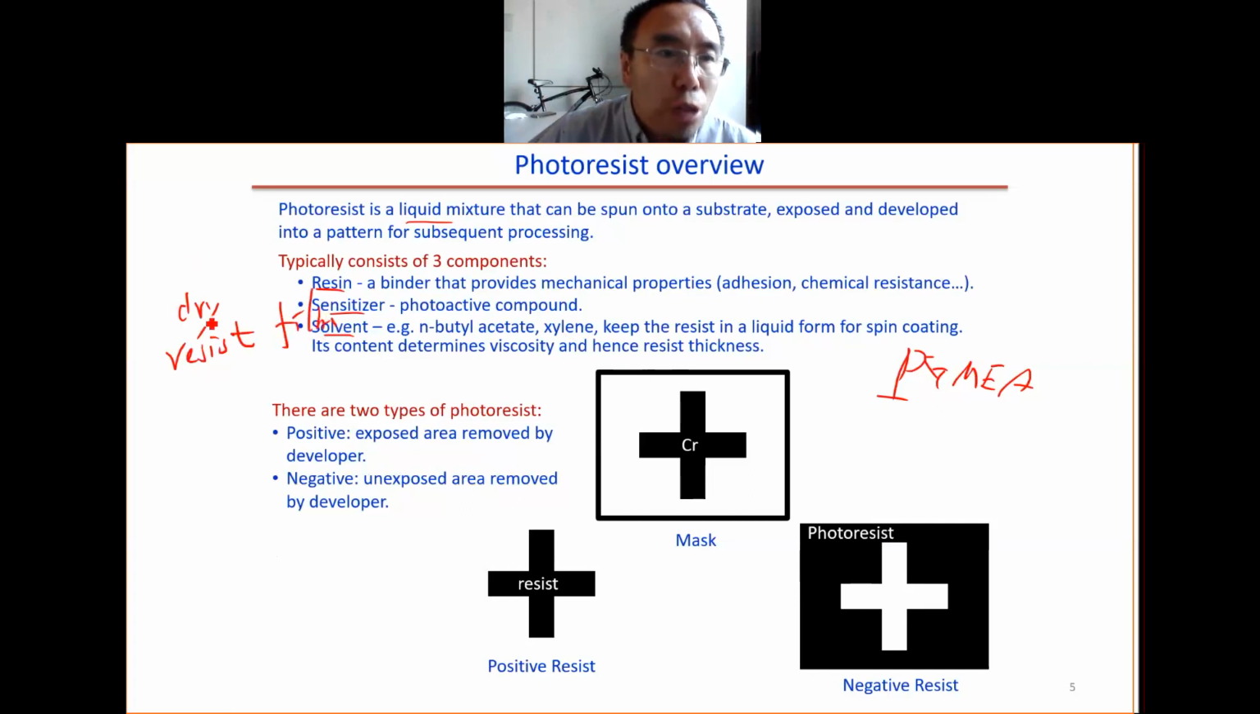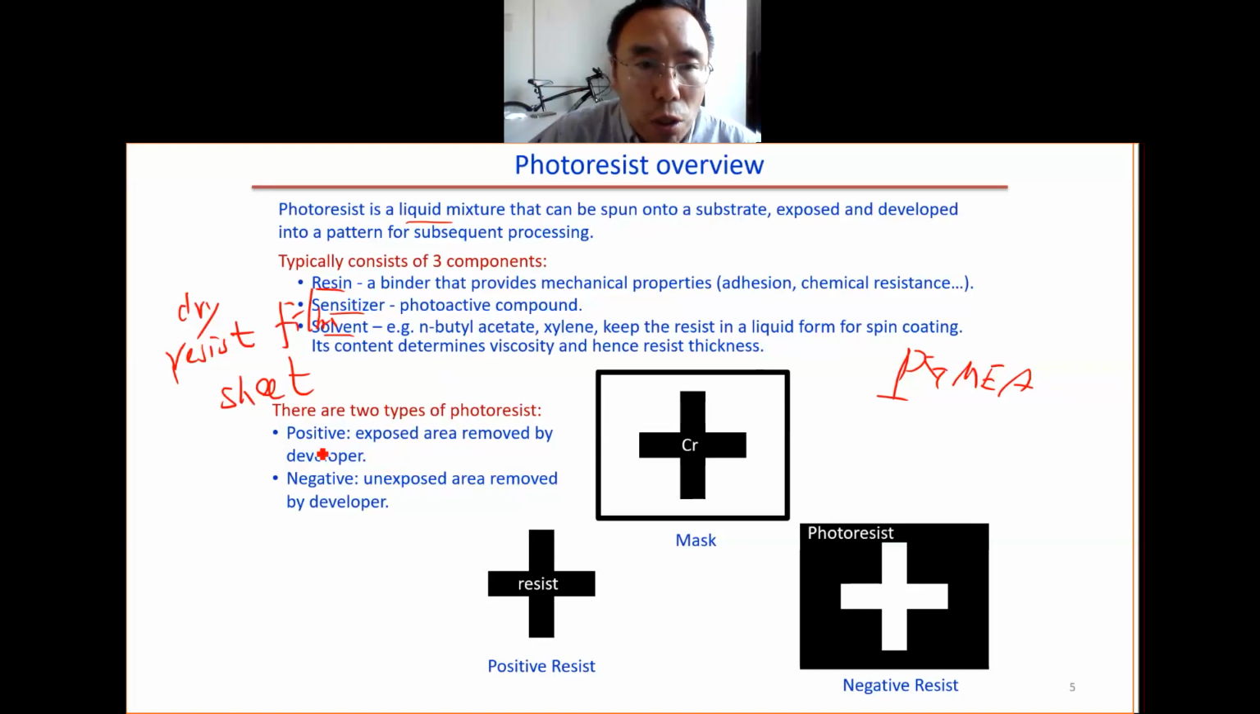You can also buy the dry resist film. This is a kind of plastic sheet. You lay it on the wafer and roll it to make good contact. So there is a dry resist film or dry resist sheet. But normally we do spin coating for the application of the resist.